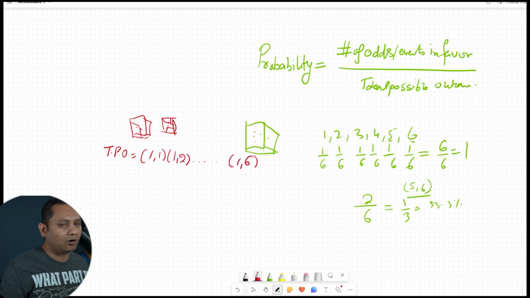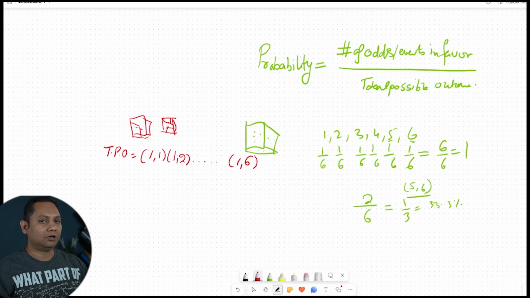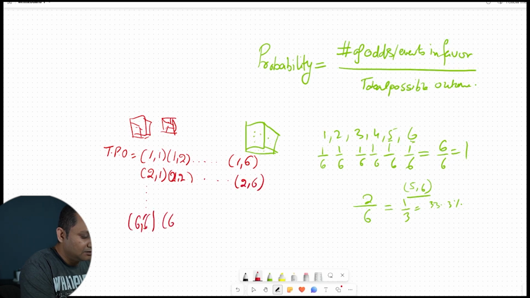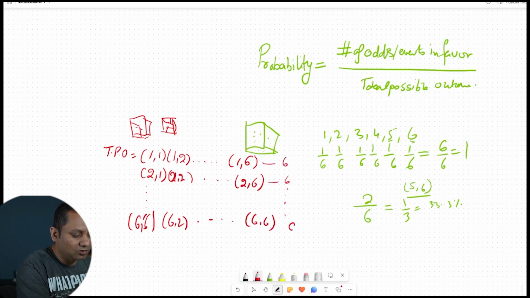So this is for all possible 1 on the first dice. I can get any number from 1 to 6 on the second dice. Similarly, for the first dice I can get 2 and I will get all the 6 possibilities of getting any number on the second dice. Similarly, I can get all the way 6, 1, 6, 2 and 6, 6. So these are 6 outcomes. These are 6 outcomes and I have 6 times. So I have 6 times 6 outcomes, that is 36. So my total outcome is 36.